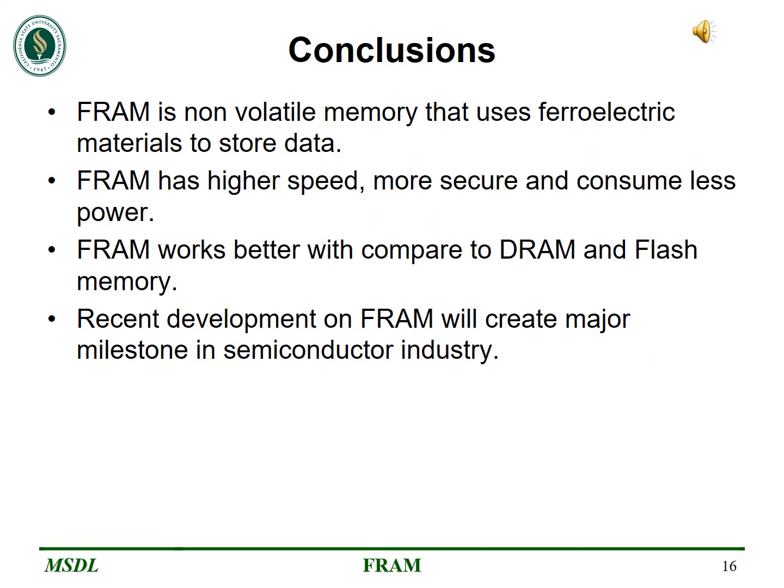In conclusion, FRAM is a non-volatile memory that uses ferroelectric materials to perform operations and store data. FRAM has higher speed, is more secure, and consumes less power. FRAM performs best in comparison with DRAM and flash memory. As per the recent developments in the field of FRAM, we can say that FRAM will create a milestone in the semiconductor industry.